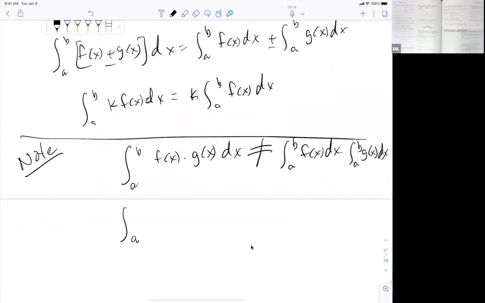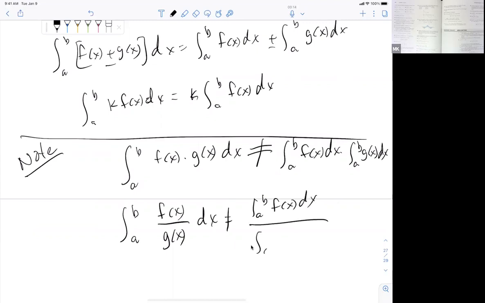The same goes for division, as most of the time they do with multiplication, division, or similar non-properties. So this is not equal to the integral from a to b of f of x over the integral from a to b of g of x.